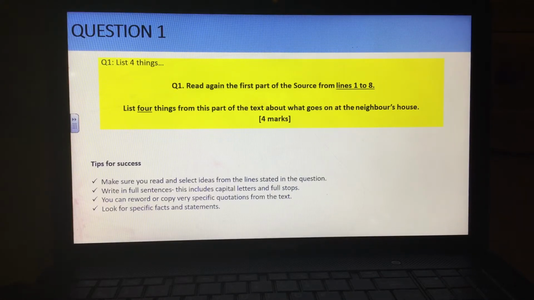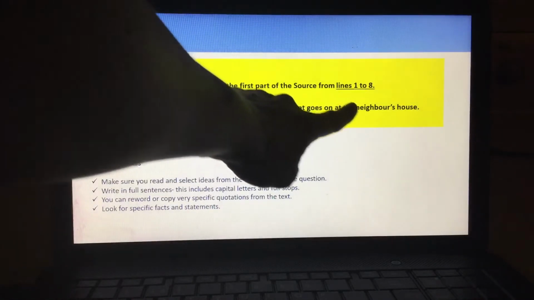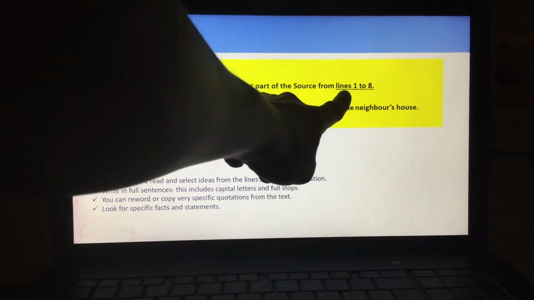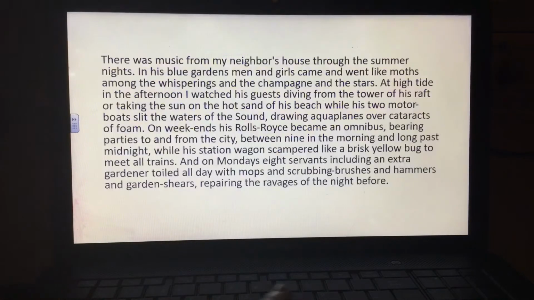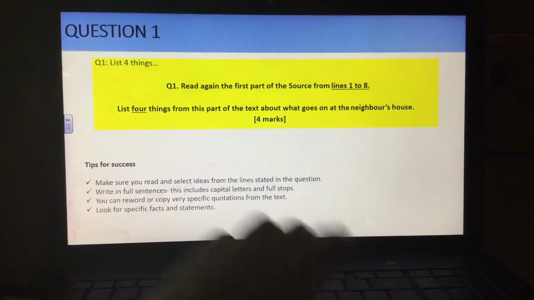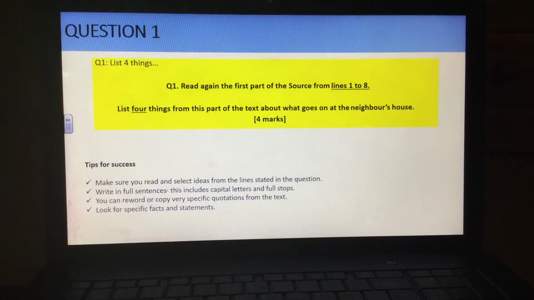So we know that question 1 is asking you to list 4 things. It's worth 4 marks, and it specifically asks us to look at particular lines, lines 1 to 8. I've put it on here for ease. What we're looking for is what goes on at the neighbour's house. It's only asking us to list 4 things, so we're looking to write 4 simple sentences.